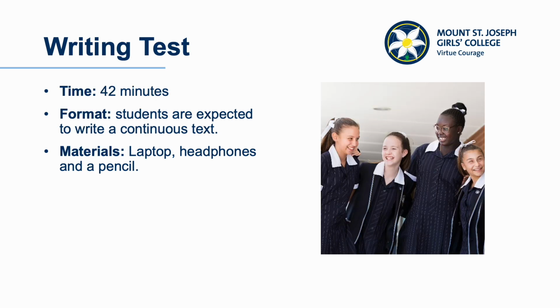The first test that students will complete is the writing test. This will be a 42-minute exercise. Students will be given a visual prompt and then asked to write a piece on that prompt. The general approach that we suggest is that students spend 5 minutes planning what they are going to write, then spend anywhere between 30 to 35 minutes writing, using the remaining time to correct any errors that they can pick up in their written piece.